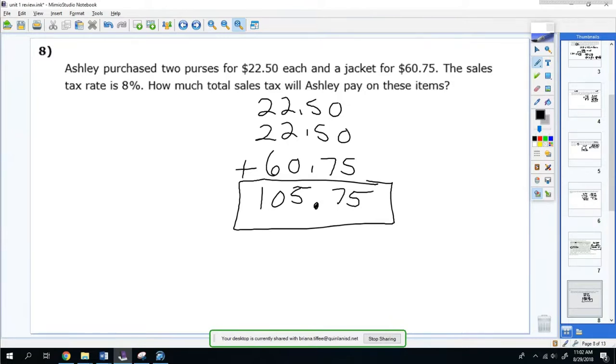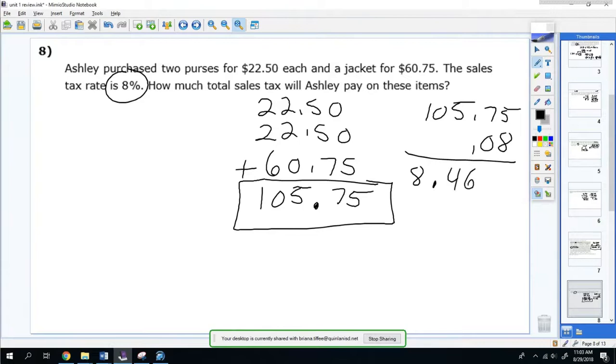The second step is to find your tax. So you're going to take your subtotal and multiply it by the tax rate, which is 8%, so 0.08. So you multiply it. When you multiply it, you get 8.46, and I rounded it up, so you get 8.46.